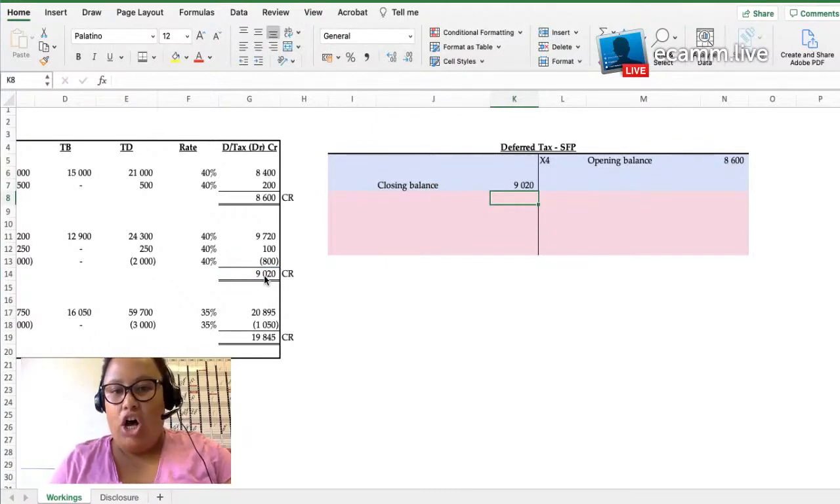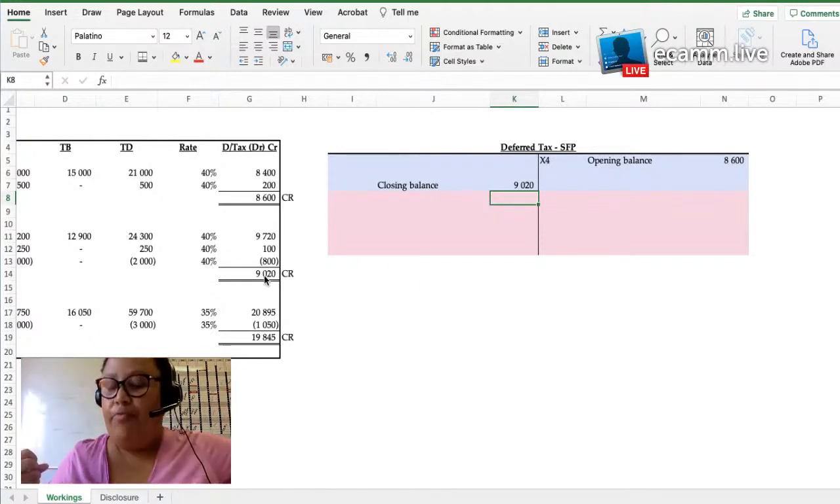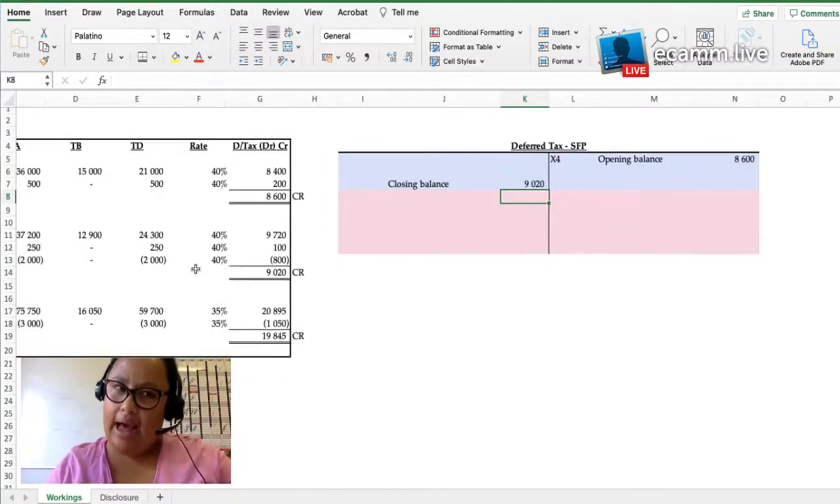So now I need to ask myself, this difference, how did my deferred tax move? Well, in X4, we were not given any information about any items that would have been recognized outside of profit or loss. All the temporary differences that we had actually related to things that were recognized in profit or loss. Okay, how do we know this?